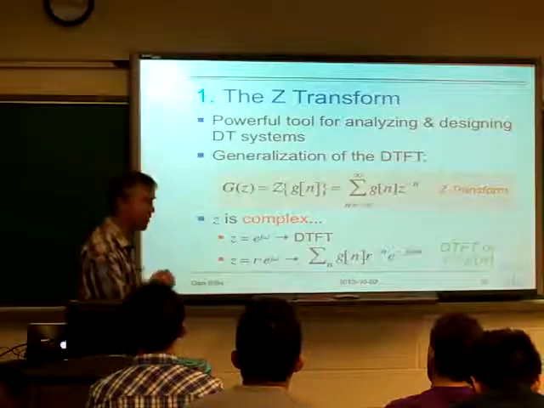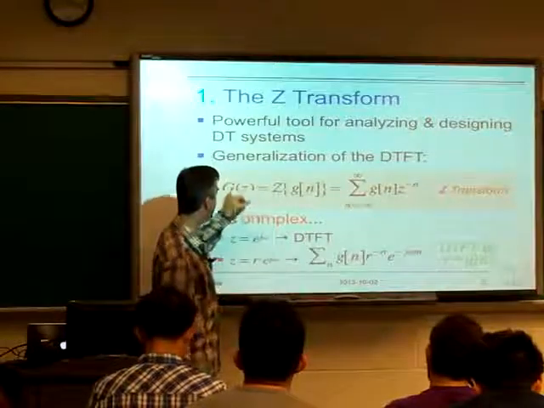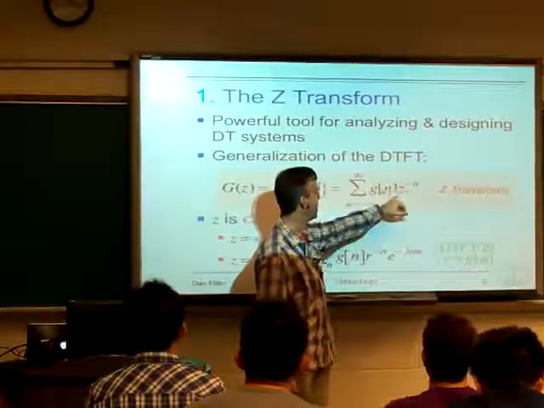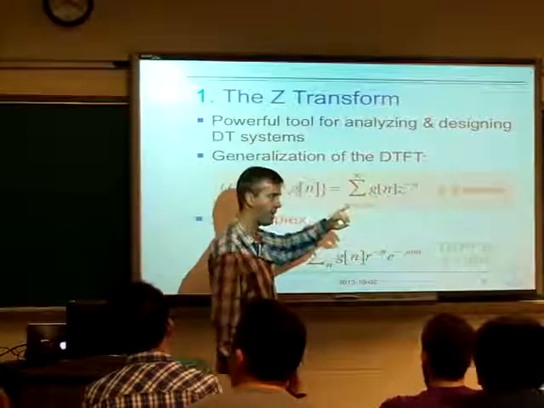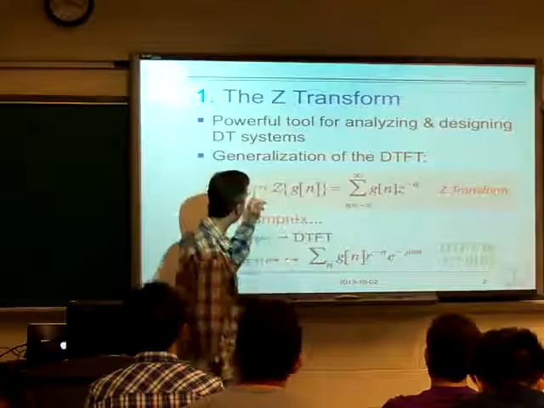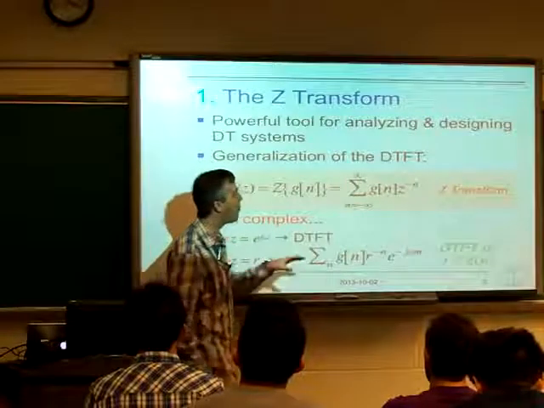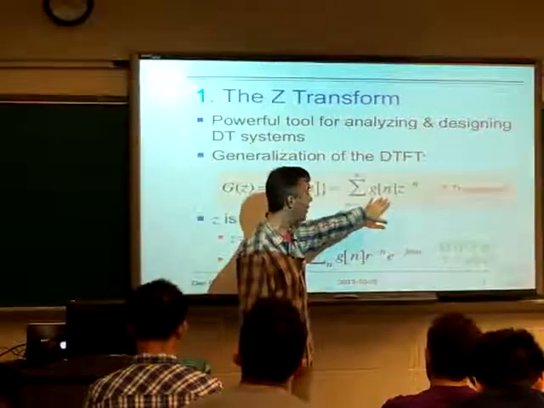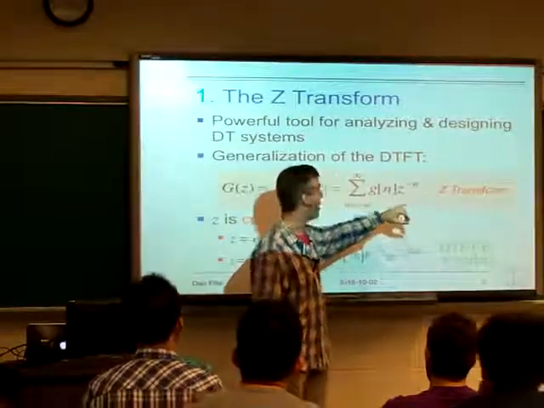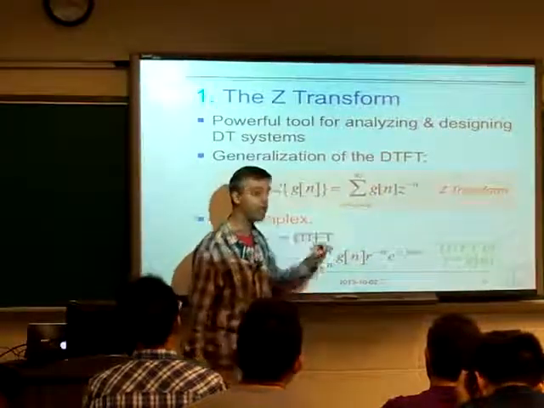Okay. So we started talking about the Z-transform. And here's the definition. The Z-transform is that G of Z is the summation of a sequence G of n over all values of n multiplied by Z to the minus n. And what this is doing is turning a sequence, G of n, into this function of Z, which is a complex variable.